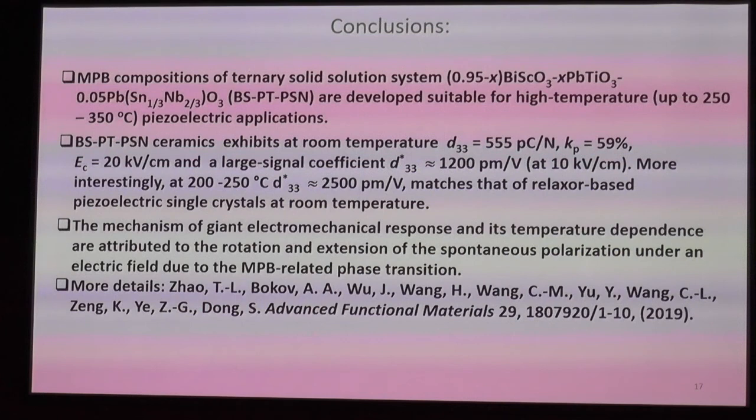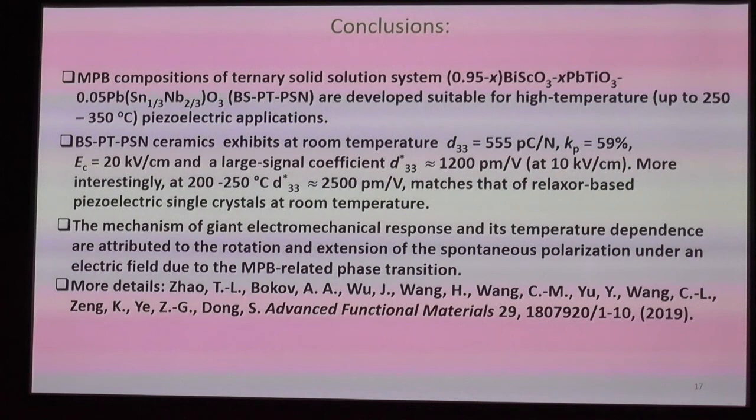I believe an Indian group has reported about 1,500 picometers per volt in bismuth ferrite doped with lanthanum and lead titanate ceramics in about 2015. It's in Nature Materials. They see a disordered phase at a nanoscopic level, which doesn't change much with the application of electric field. So it's a different explanation than an MPB-related phase transition for how they get this high piezoelectric response.